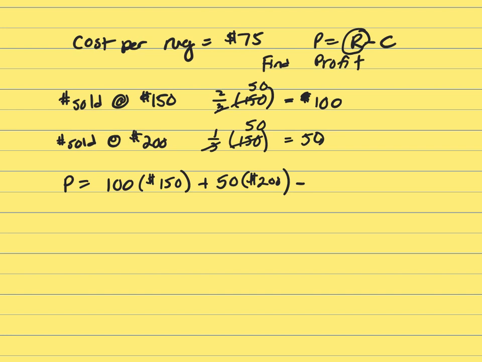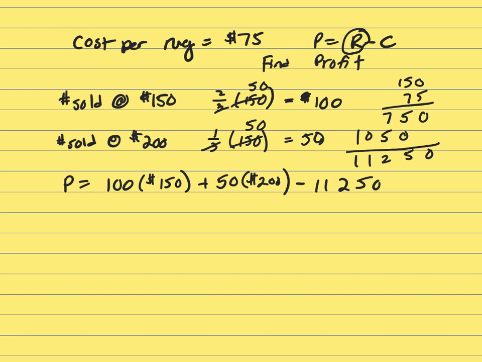Cost will be, how many rugs do we have altogether? 150. And the cost to make each one is 75. So it's 75 times 150. 0, 25, 750. 0, 7 times 5 is 35. 7, 8, 9, 10. 0, 5, 12, 1. So 11,250.